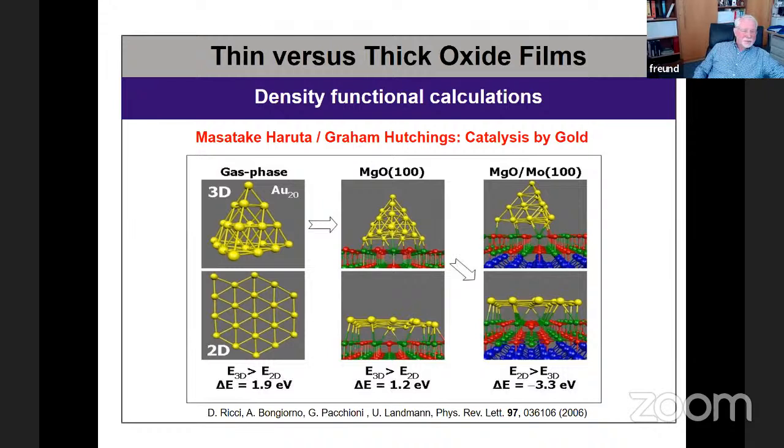This was taken up also by Graham Hutchings, who showed that gold can replace mercury-based catalysts in hydrogenation processes. And that was a very important discovery. Now, if you want to use a gold model, a gold particle, schematically shown here, on, say, a magnesium oxide surface, the gold particle will be three-dimensional. And that's not surprising because that's the way metals typically behave. They don't wet an oxide surface.